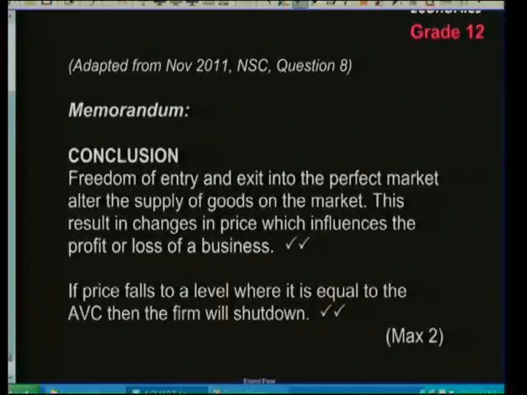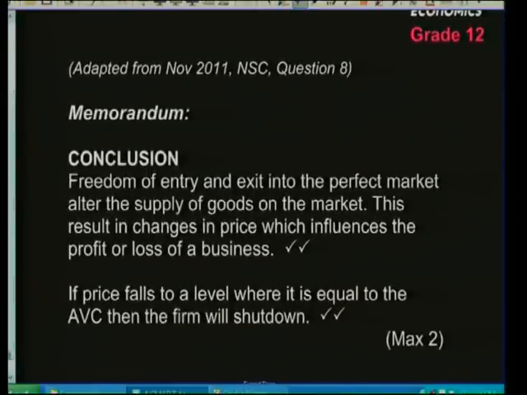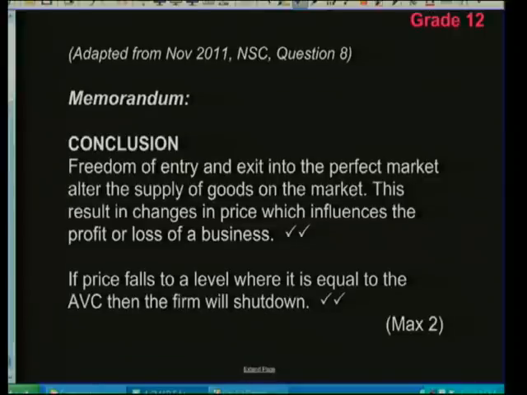Something else that you can mention in your conclusion: if the price falls to a level where it is equal to the average variable cost, then the firm will shut down.